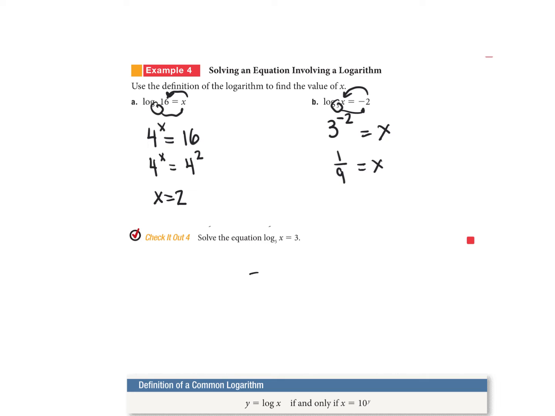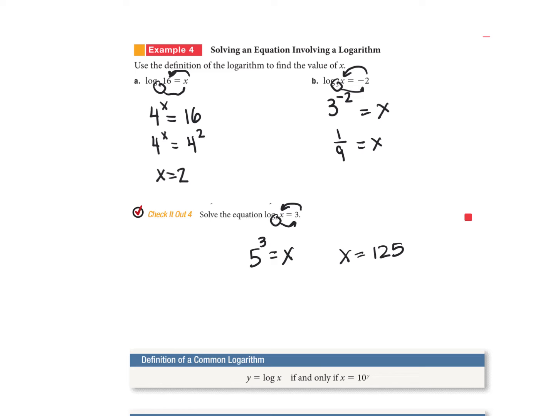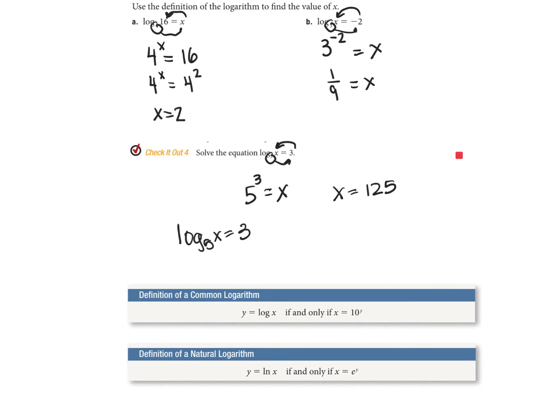This says base 5 raised to the 3 equals x. And that means x equals 125. Okay, a couple ways of doing this. A couple other ways of thinking about this, like this one, log base 5 of x equals 3. I need to get rid of the log base 5, so I could raise both sides to the base of 5. These cancel, and then I'm left with x equals 5 to the third.